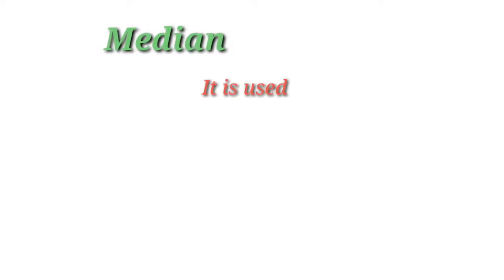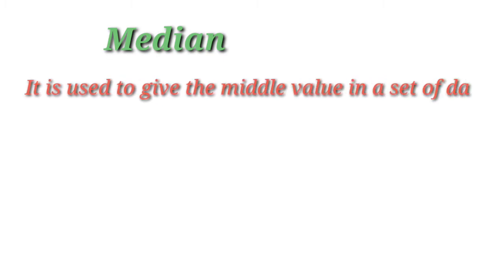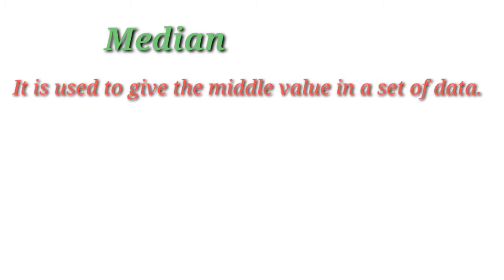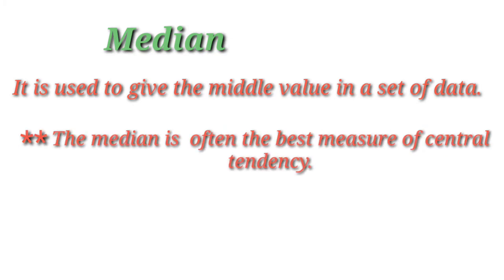What do you mean by Median? Median means middle value and it is used to give the middle value in a set of data. Or you can say it is the best way of measuring central tendency. Let's see an example. Here you have three numbers 3, 4, 5. And which is the middle value or the middle observation? 4.